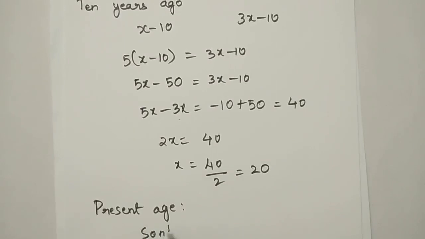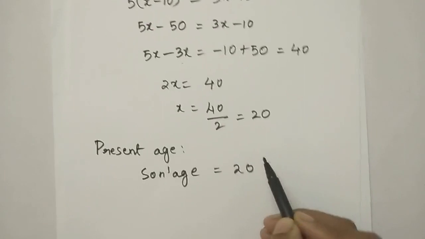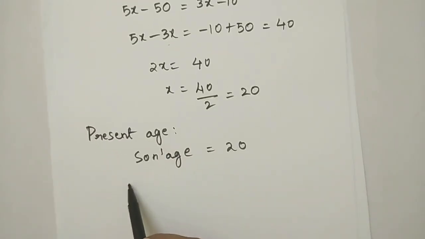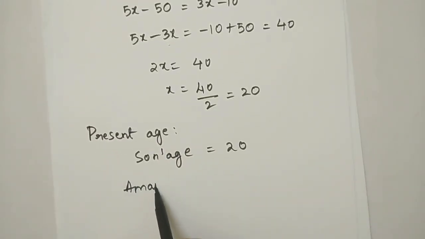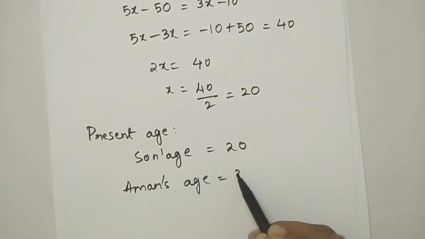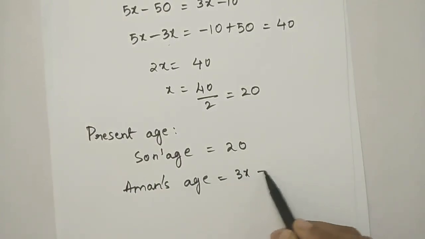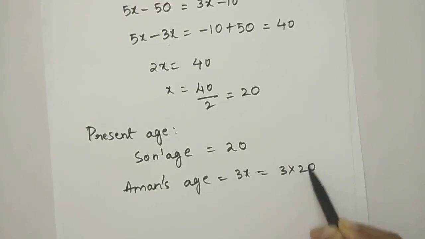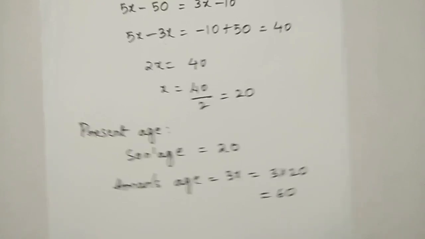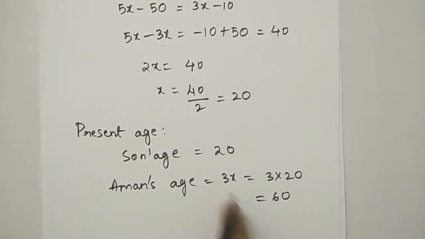Son's age is equal to 20. Aman's age is 3 times the son's age. So 3x, is it not? So 3 into 20 equal to 60. This is Aman's age. So we got both the son's age and Aman's age: one as 20 and the other as 60. Now let us go to the next problem.